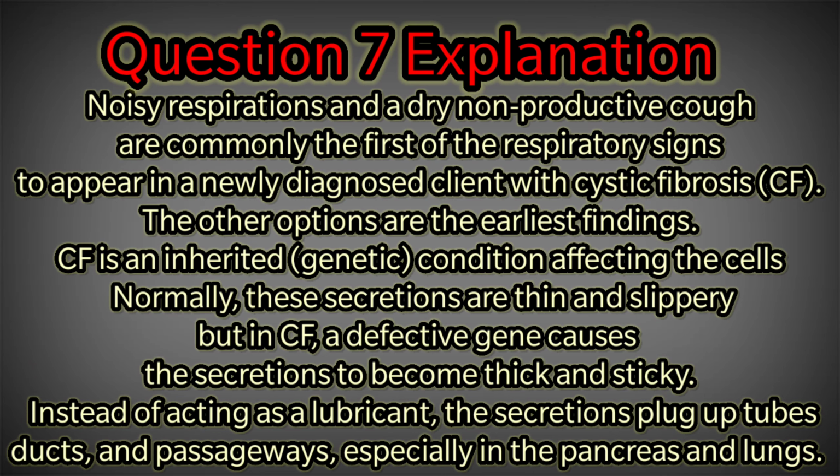Cystic fibrosis is an inherited condition affecting the cells that produce mucus, sweat, saliva, and digestive juices. Normally, these secretions are thin and slippery. But in cystic fibrosis, a defective gene causes the secretions to become thick and sticky. Instead of acting as a lubricant, the secretions plug up tubes, ducts, and passageways, especially in the pancreas and lungs. Respiratory failure is the most dangerous consequence of cystic fibrosis.